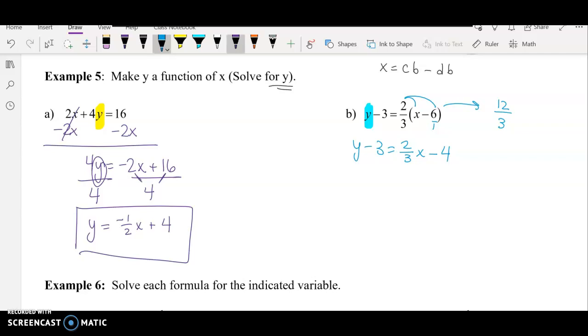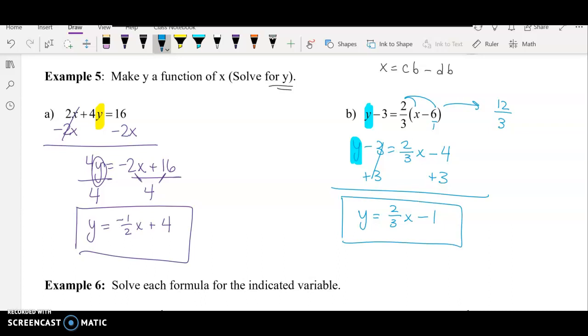So now y is almost by itself. Right now it's y minus 3. So we're going to get rid of the minus 3 by adding 3 to both sides. So we get y equals 2/3 x minus 1. That would be y as a function of x.